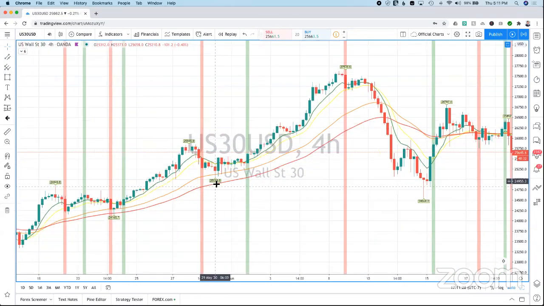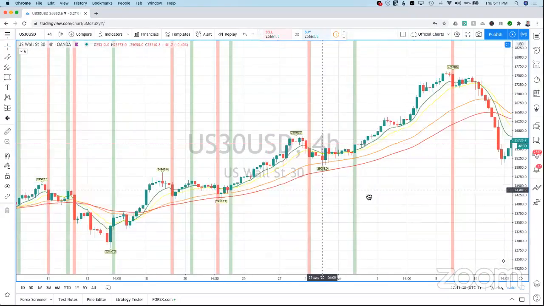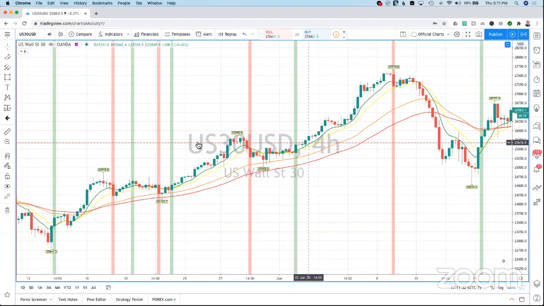Okay, so right here, basically what you want to do is you want to take a trade when price is trending heavily. And like I mentioned earlier, price is trending heavily when price is above all the K2 pivots, and the K2 pivots are spread out like how it is right here.